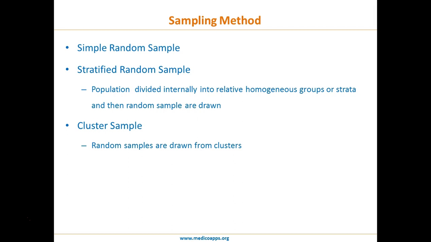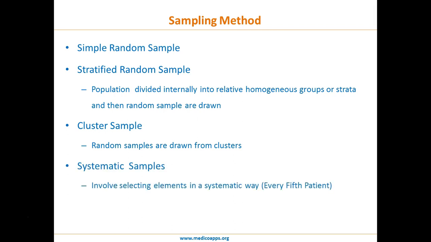A good example would be, suppose we want to check the effectiveness of an immunization schedule. We can divide the entire geographical area into various villages or blocks, and then draw random samples from each of the selected villages. Systematic sampling involves a selection of elements in some systematic way, like say every 5th patient, every 20th patient. So these are some of the sampling methods.